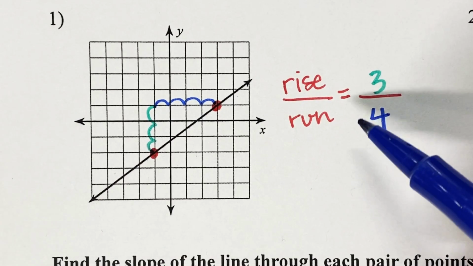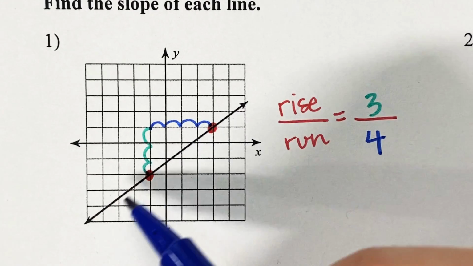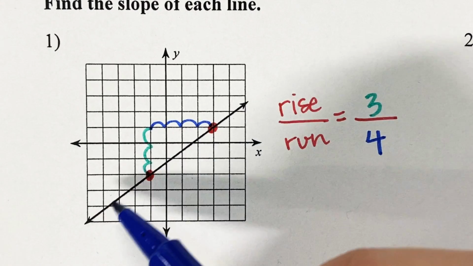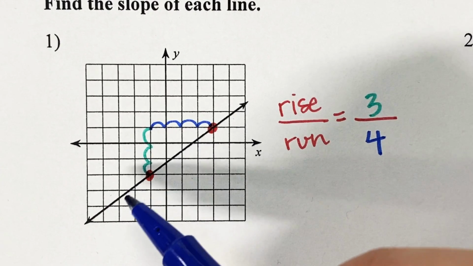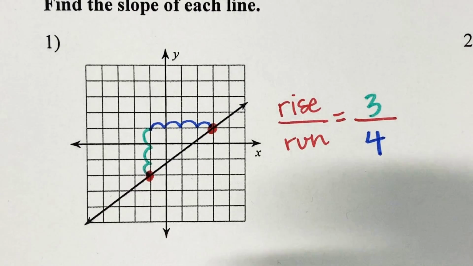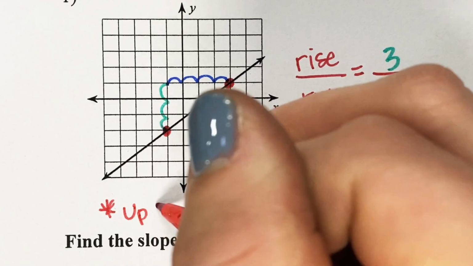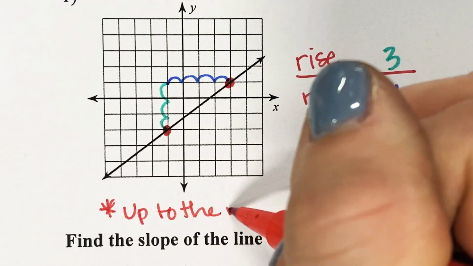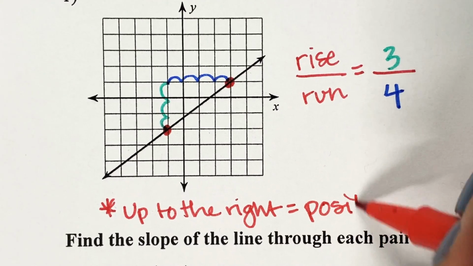Okay, now a couple things we need to look at before we decide that this is our final slope. Okay, so look at our line. It is going up and to the right. So is our slope going to be positive or negative if it's going up? It is going to be positive. In fact, let's make that note on our paper. Up to the right equals a positive slope.